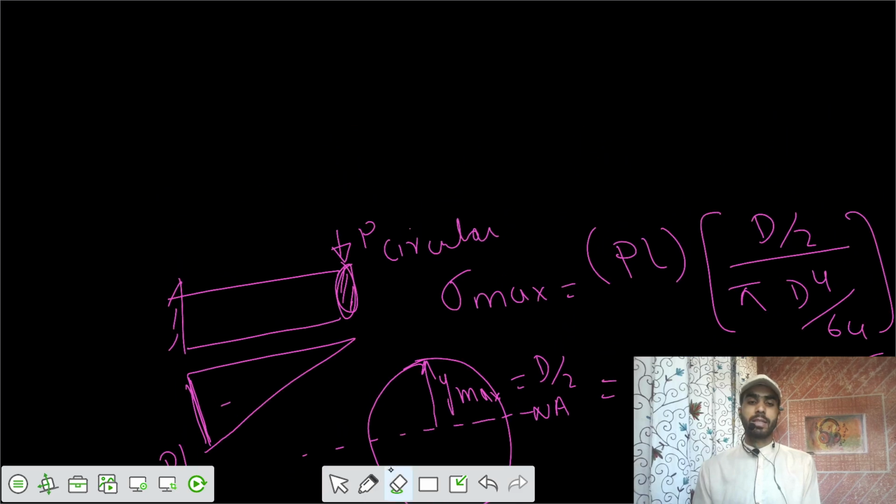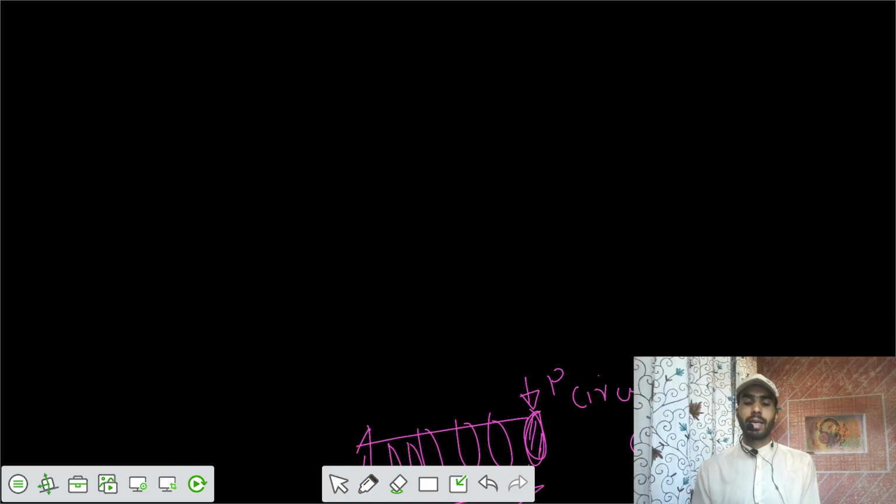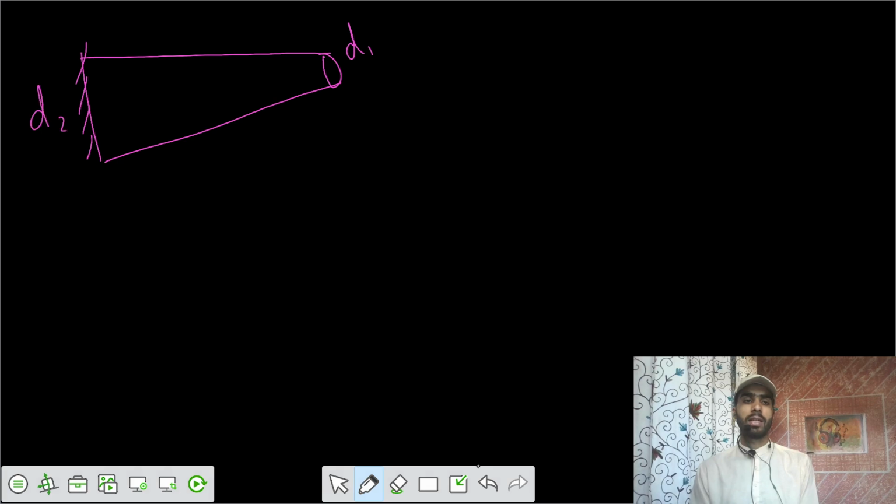So this was the case where your cross section was constant throughout the length. Now if you want to take any uniformly varying cross section, let's say you had the same beam but the section is changing, the diameter of the beam changes. Let's say the diameter here is d1 and the diameter at the end is d2. So you want to say what's the maximum bending stress?